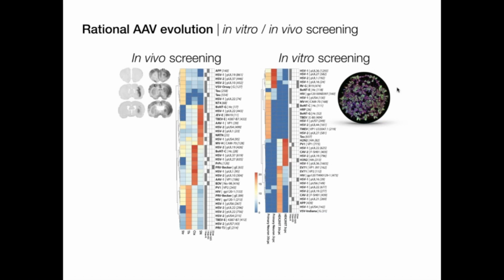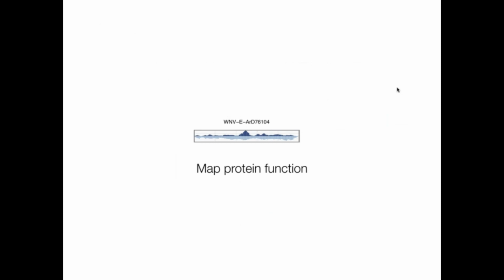which inserted peptide infected a specific area of the brain, or to the left and to the right, which capsid could infect primary neurons or 293T cells, sorry. And with all this data, we could then start mapping protein function.